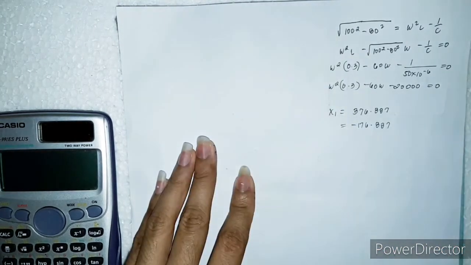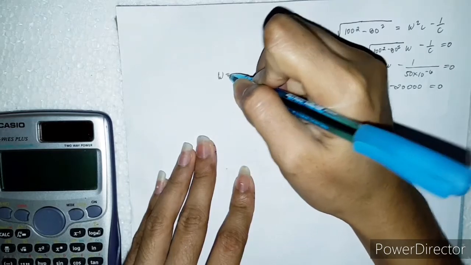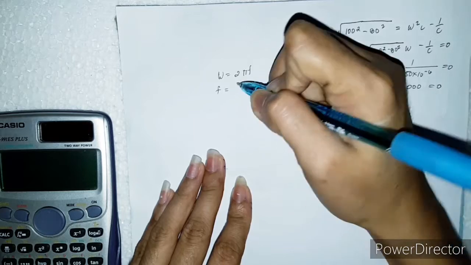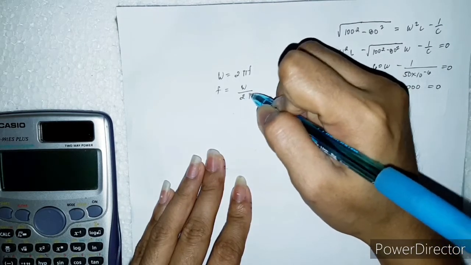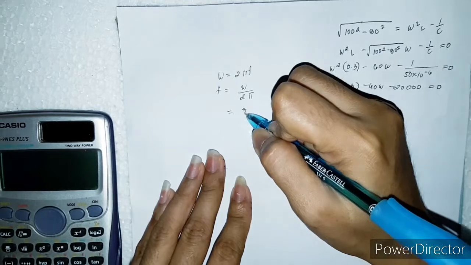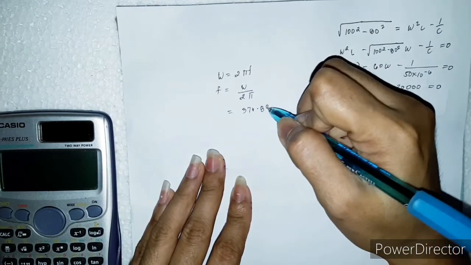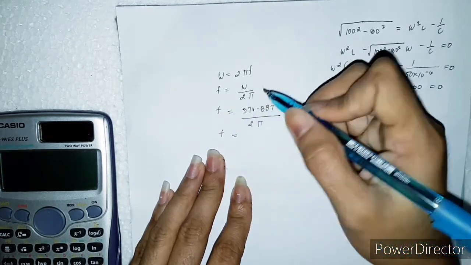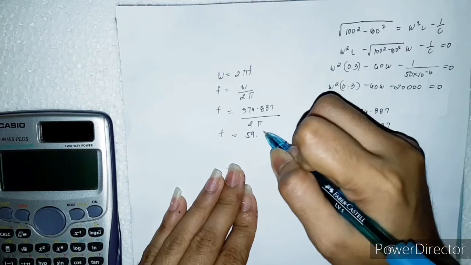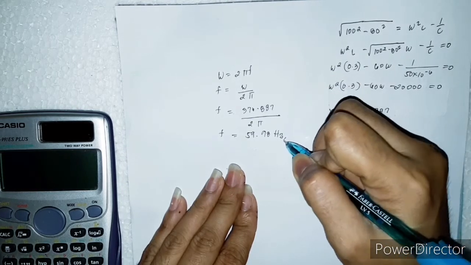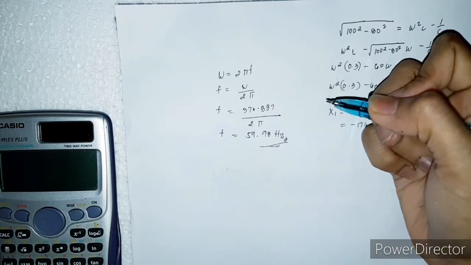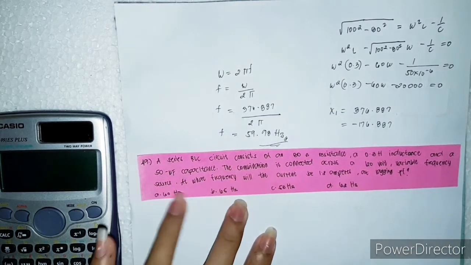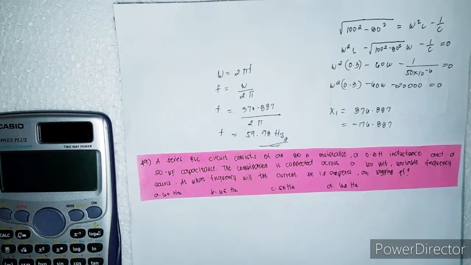And by using this formula, omega is equal to 2 pi f, we will be able to find our frequency. Frequency is equal to omega over 2 pi. So our omega is 376.887 over 2 pi. So our frequency now is 59.98 hertz, or 60. So it is letter A, 60 hertz.